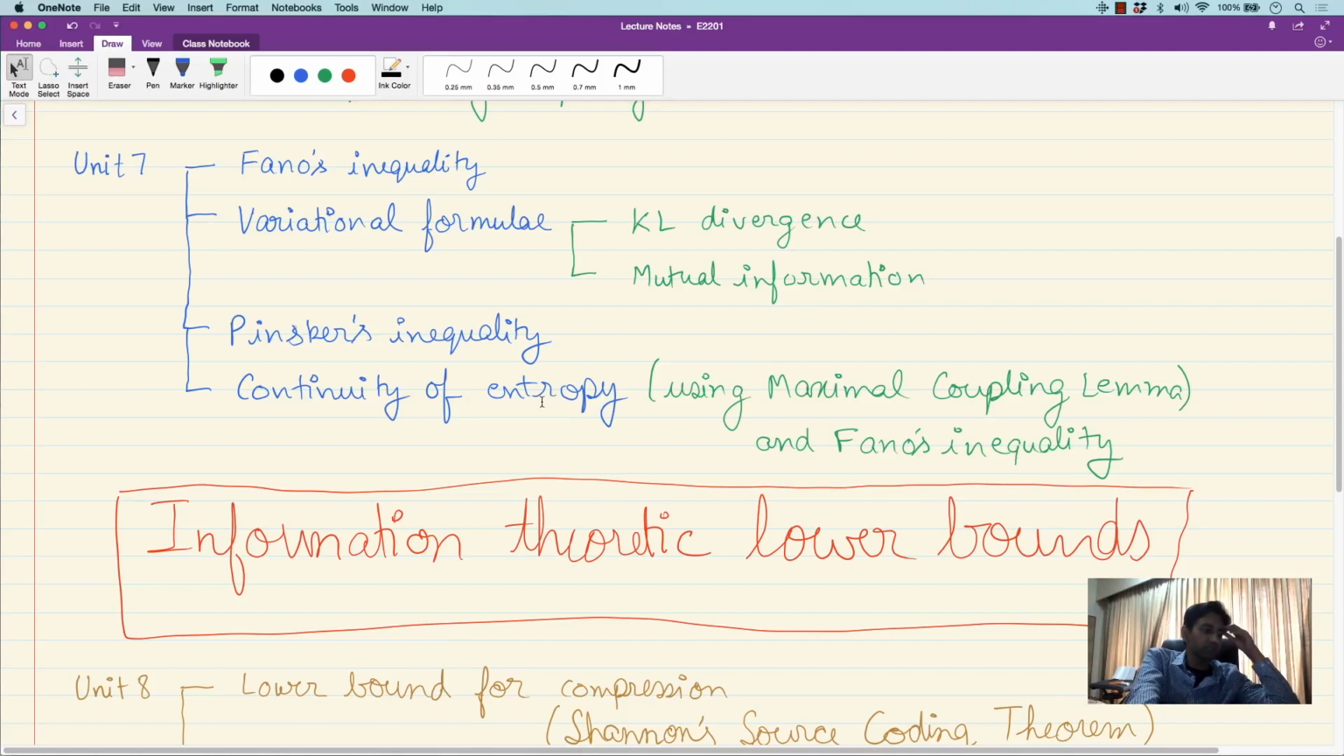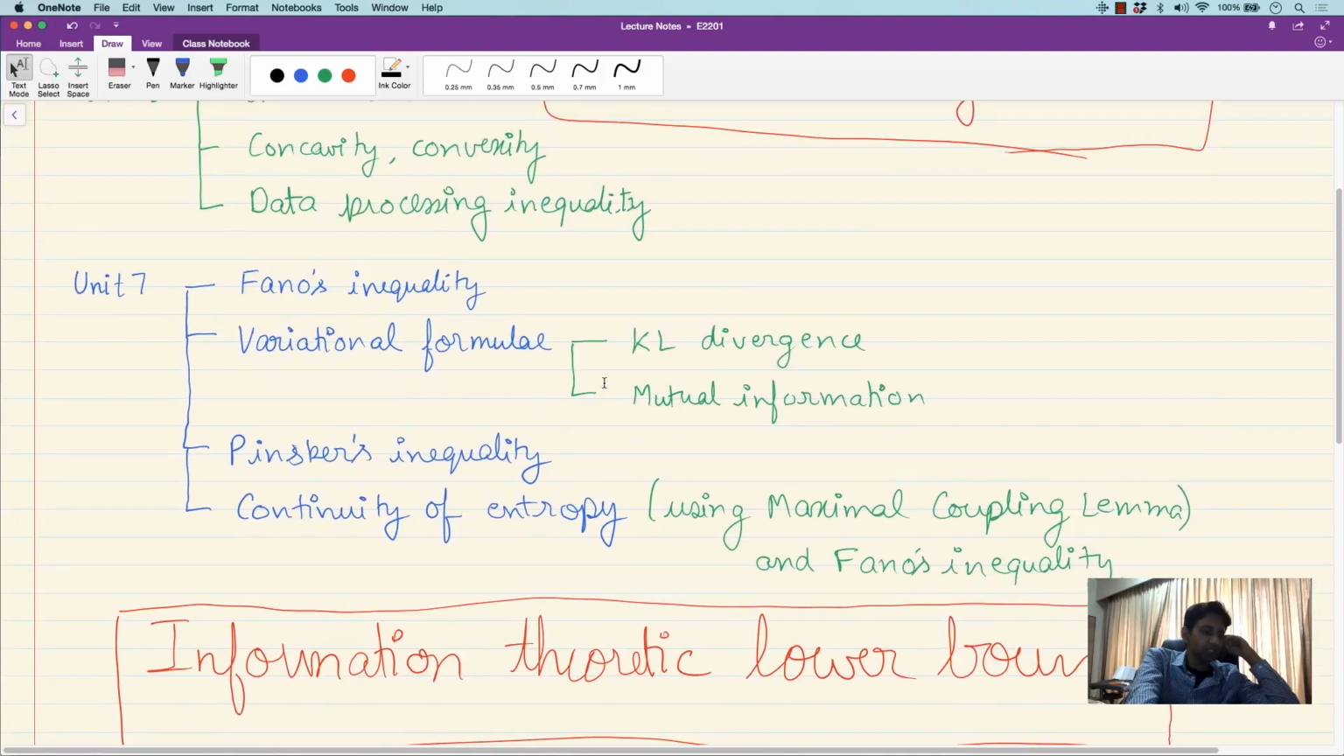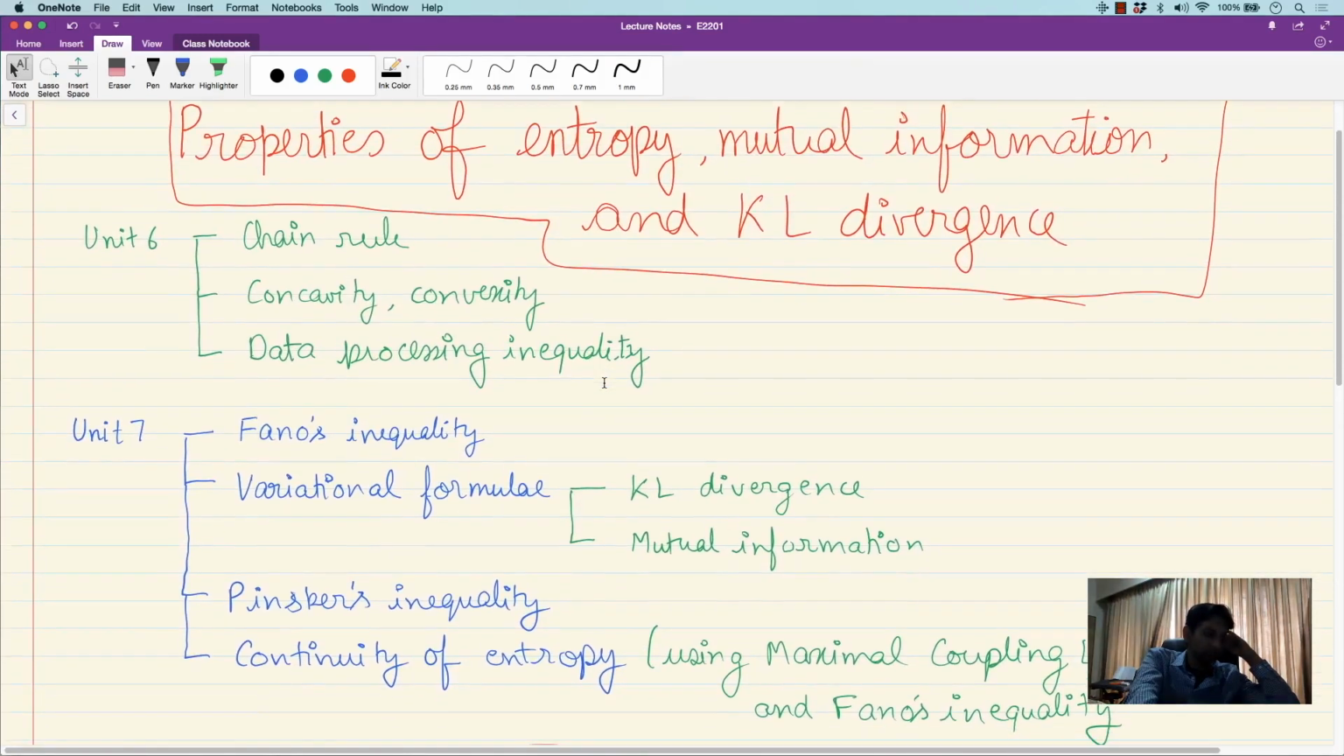Then we proved Pinsker's inequality, and we also used this variational formula for KL divergence to get Pinsker's inequality. Finally, we proved continuity of entropy, and we did this using the maximal coupling lemma and Fano's inequality. So basically, in unit 6 and unit 7, we covered different properties of these measures of information. These properties are very handy, and they can be useful in a lot of unexpected places.